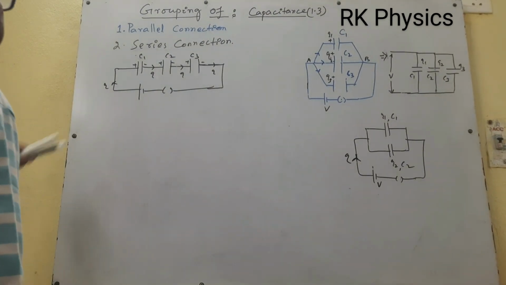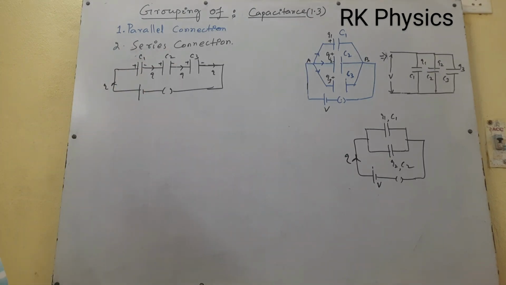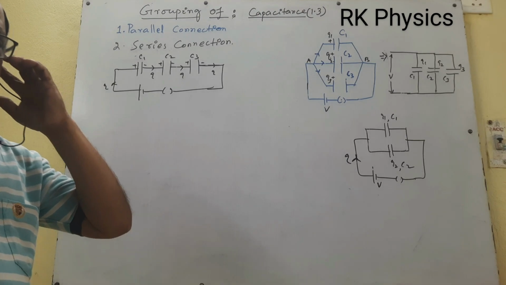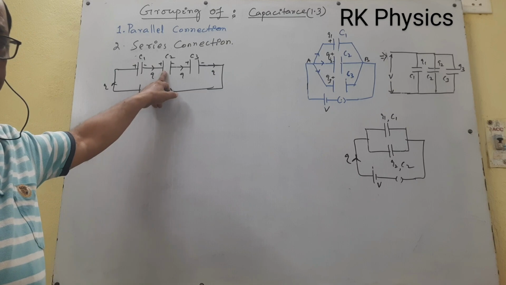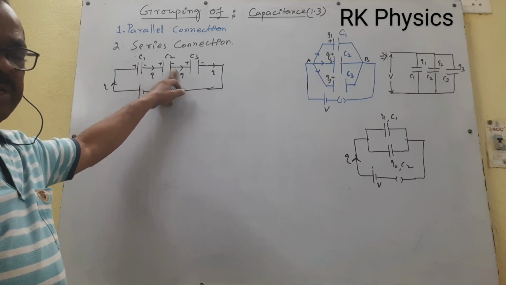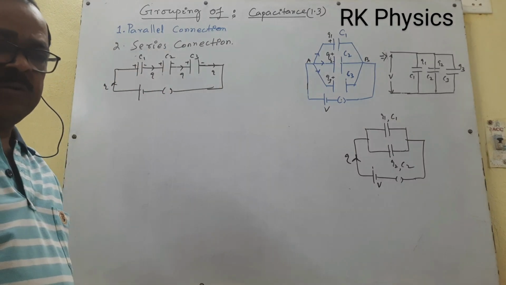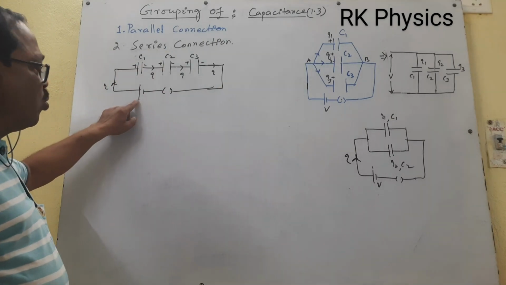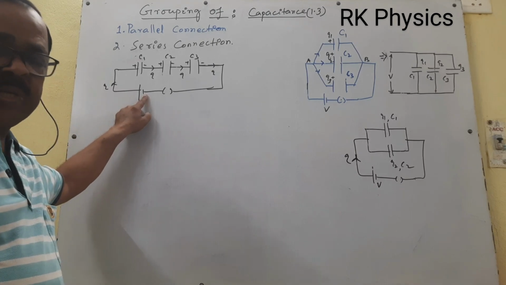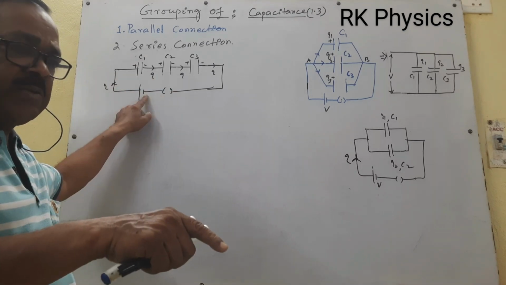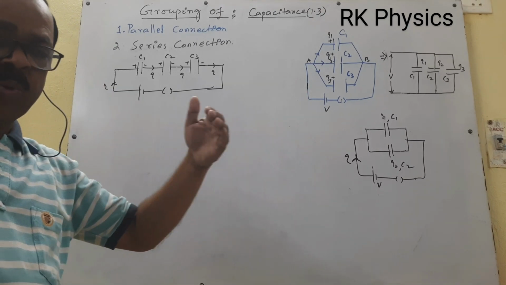Now let us discuss the series connection. In case of the series connection, the negative plate of one capacitor is connected to the positive of the other, then the negative of the second is connected to the positive of the third, and that process repeats. That means if you want to go from the positive terminal of a cell to the negative terminal of a cell in the external circuit, you have to pass through a number of capacitors one by one.